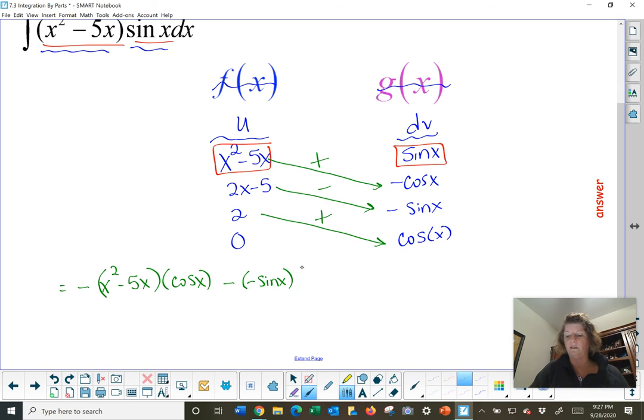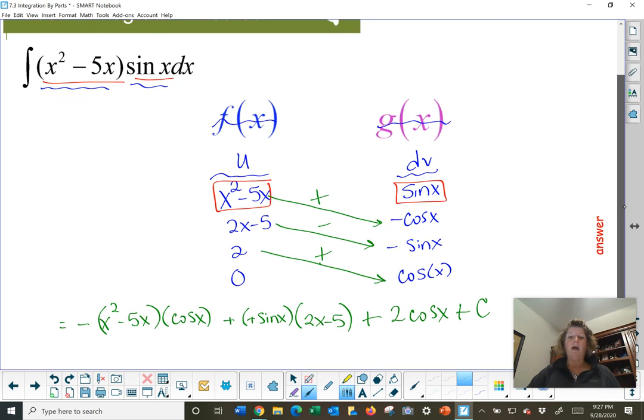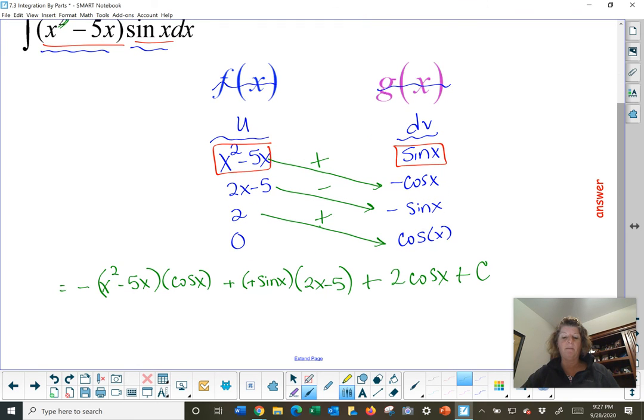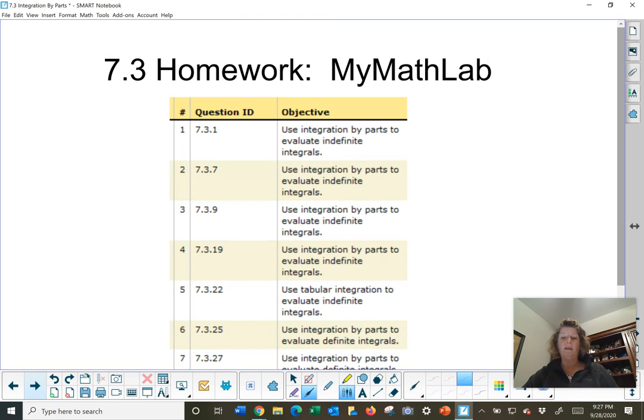I'm going to take the order a little differently here: 2x minus 5. Obviously, that's going to become plus. And then my last one's going to be positive. Everything's positive, so it's going to be positive 2 cosine of x plus c. Super easy. Really nice. That is the answer. If I'd had a third, then I would just have slightly longer columns. If I'd had x to the 3, that would have required 3 separate integration by parts. So I think you'll see and agree that the tabular method is way faster and way more fun.